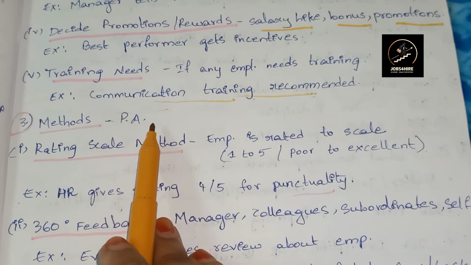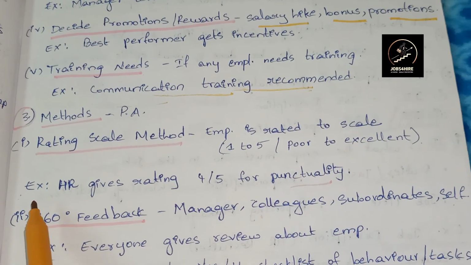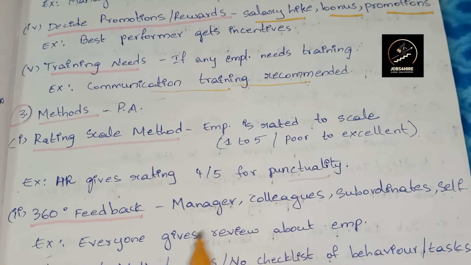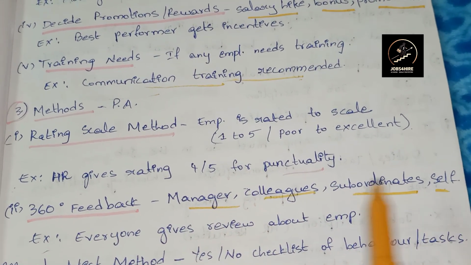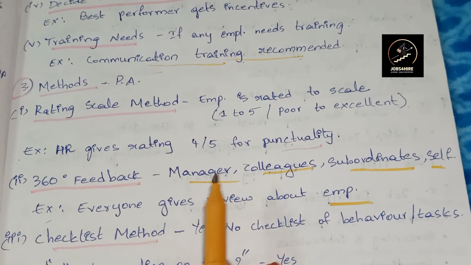Methods of performance appraisal. Rating scale method. The employee is rated on a scale. For example, HR gives a rating of 4 out of 5 for punctuality. 360 degree feedback: manager, colleague, subordinate, self. For example, everyone gives a review about an employee.